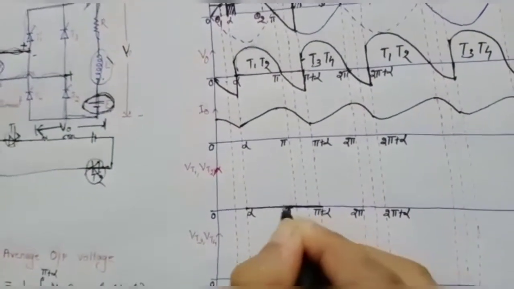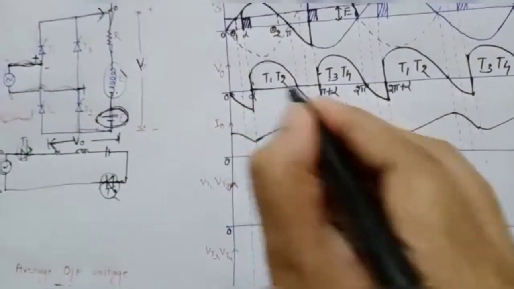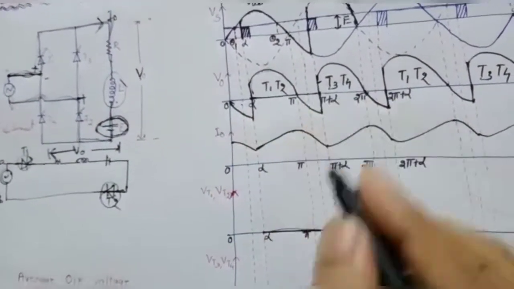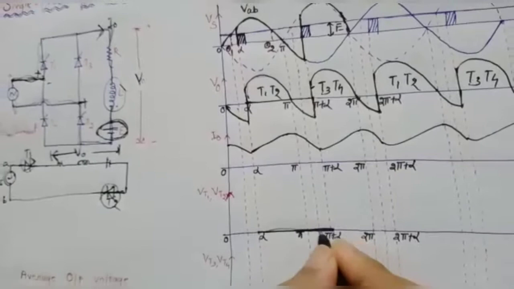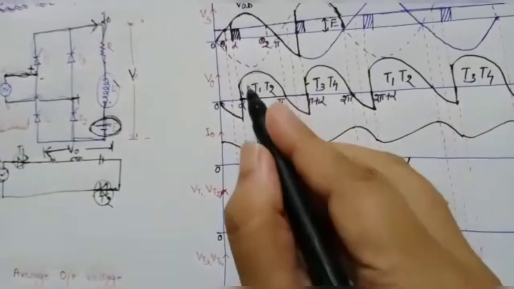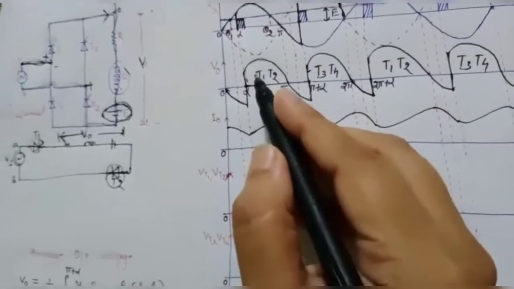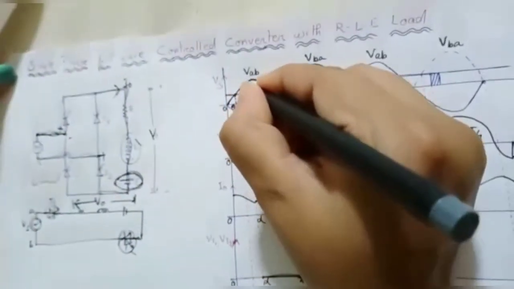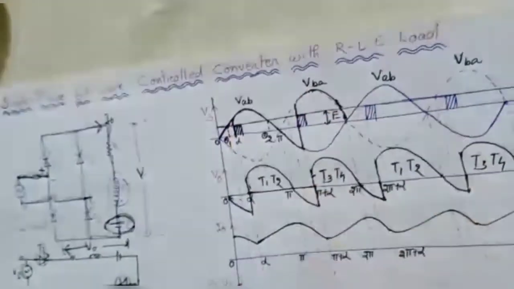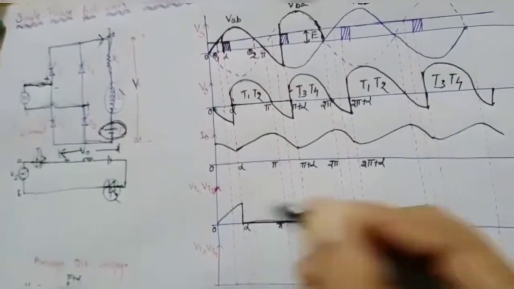It is shorted. So from this to this point T1 T2 is conducting, that's why this to this is 0. Then before that T1 T2 must be in forward blocking state. So one forward voltage will appear across the device. So this is the forward voltage.